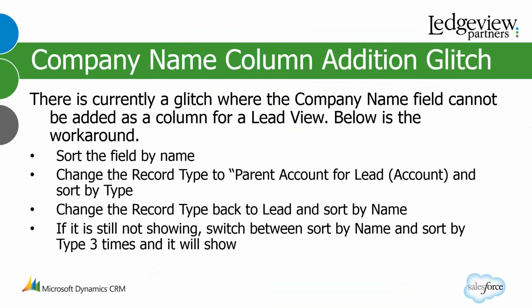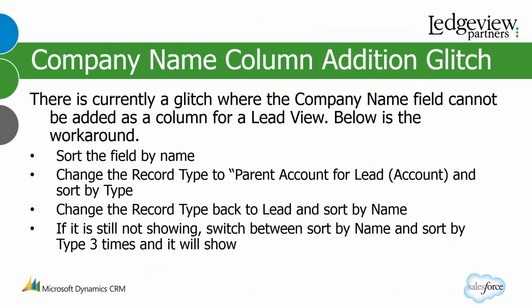Before we move on to our user group questions, I want to start with mentioning a company name column addition glitch. When you're looking to add the company name field to a lead view, there's currently a glitch. This is known by Microsoft and they are working on a fix. But in the meantime, there is a workaround.